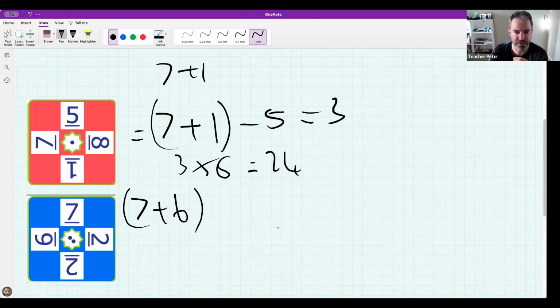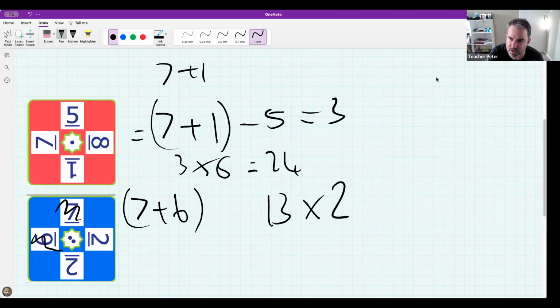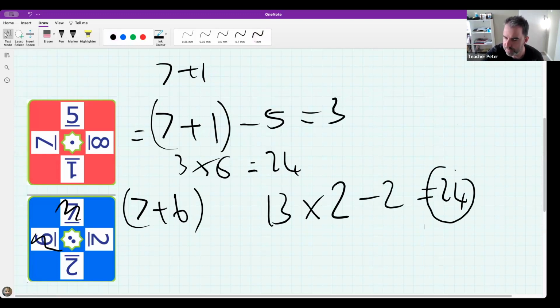Okay, I'll give you 30 more seconds and then we're going to go back to our lesson. But I think you've used up these 2. So you've got 13. And then I think I'm about to steal this from someone. But I think the key thing is to go 13 times 2, which is 26. And then take away 2, which gives you 24.